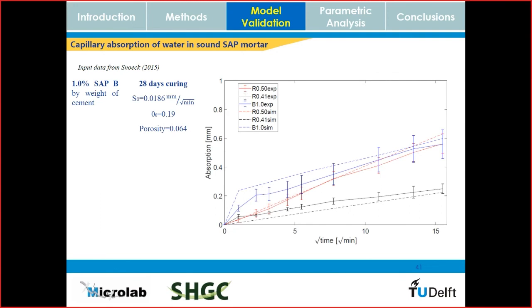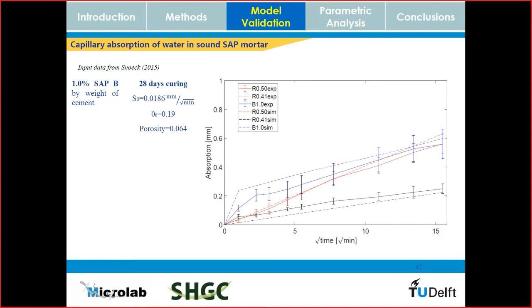So first, we model the capillary absorption of water in the uncracked sample with superabsorbent polymers in order to see if this rate of absorption of the superabsorbent polymers worked okay. And we use input data from a study from Snoeck in 2015. He had mortar samples with superabsorbent polymers, 1% by weight of cement. And he also had two reference mortars, one of which had the same effective water-cement ratio as the one with superabsorbent polymers, and the other had the same total water-cement ratio as the one with superabsorbent polymers.